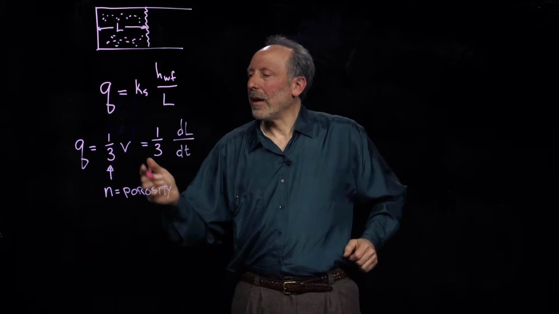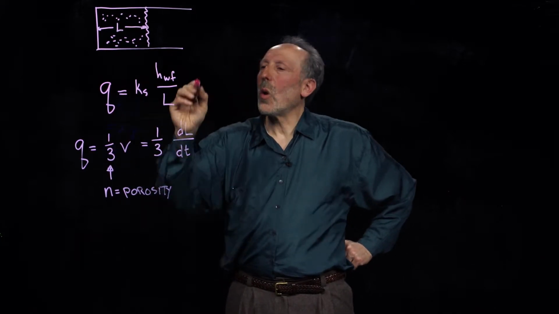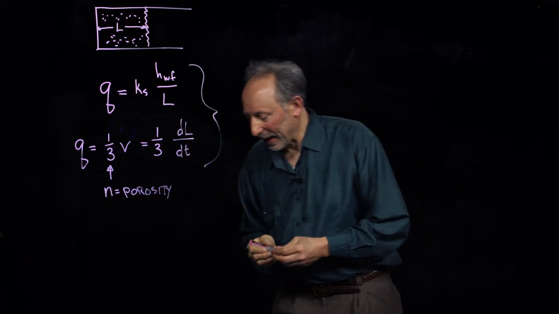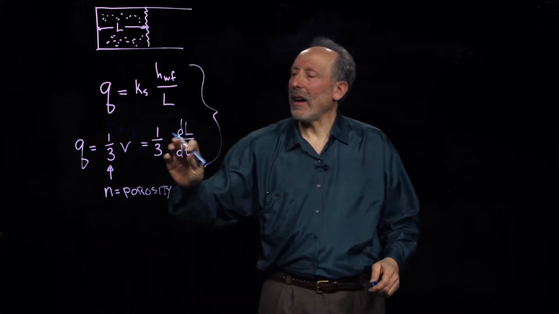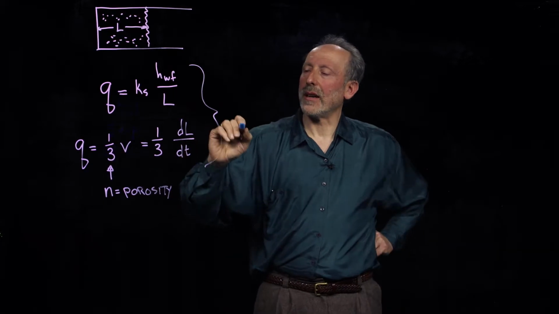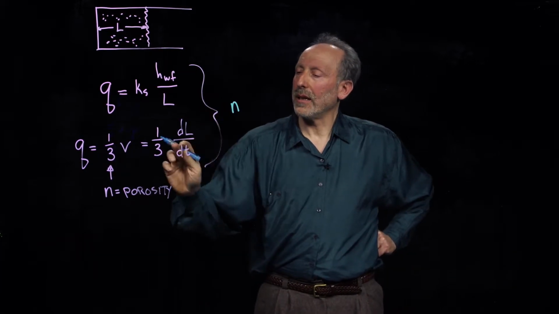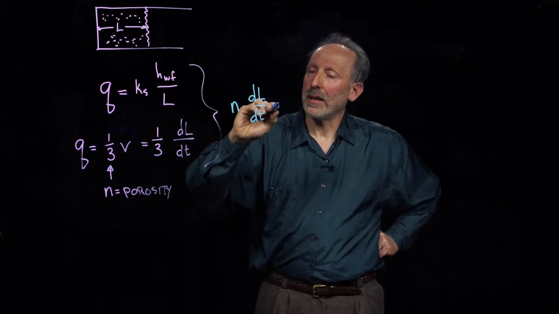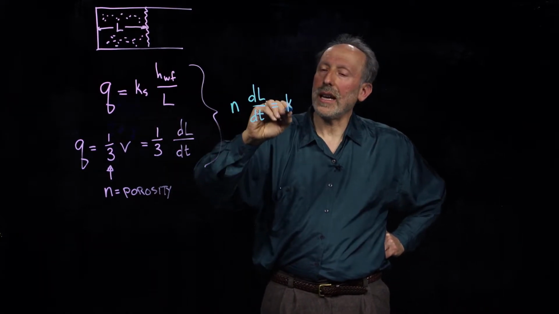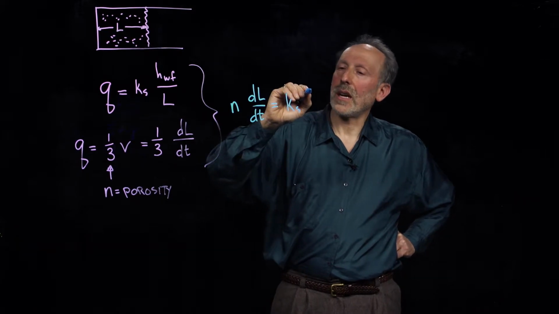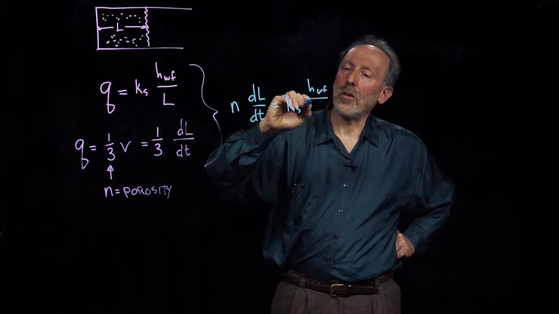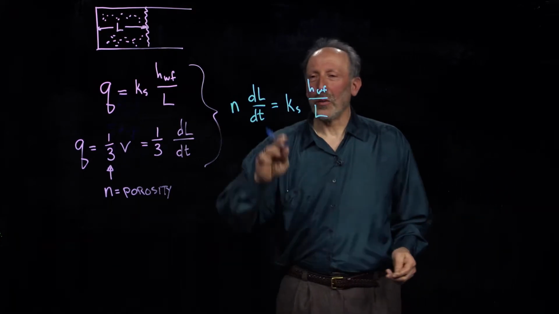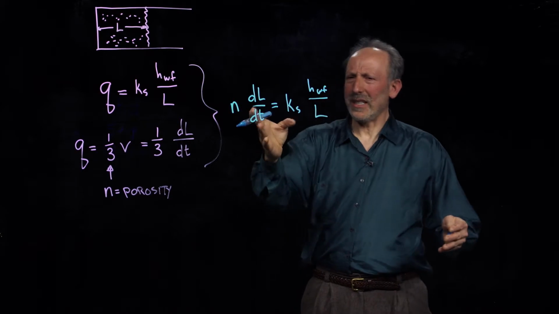Aha! Now, I've got a Q equals this, I've got a Q equals this. Why don't I bring those together? And let's see what that gives us. So what we have then, and I'm going to go ahead and put in porosity there: the porosity times dL/dt is equal to Ks times H_WF over L. Well, this is a terrible thing. We have L's here, we have L's there, we have t's here, nothing there.